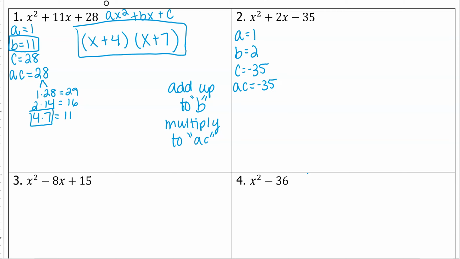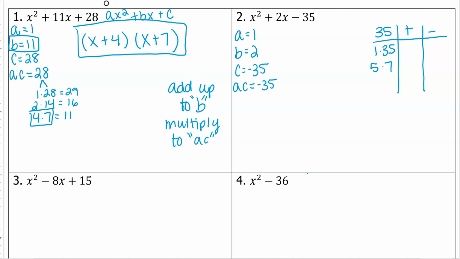When I do my chart, I kind of disregard the sign on the a times c. I know it's negative, but in my chart, I'm going to just go ahead and leave it as positive 35 because I know what I'm going to do here is I'm going to add and subtract and do a little manipulating. So let's go ahead and see what two numbers multiply to give me AC. So what two numbers multiply to give me 35? There's 1 and 35, and there's 5 and 7.